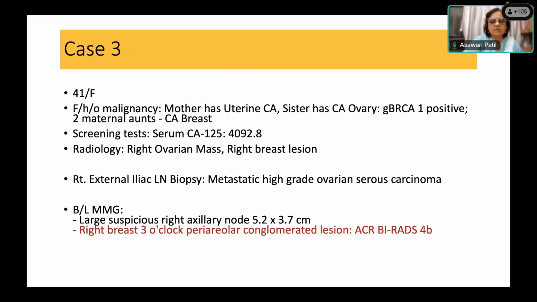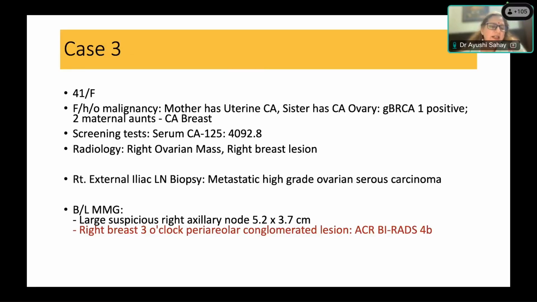Yeah. So third case, next case, 41-year female with a family history of malignancy. You can see that there are multiple people in the family who have uterine cancer, ovarian cancer, CA breast. So definitely we are looking at something, patient is possibly having a germline history. She underwent screening test and her CA 125 was found to be 4,000. And radiology did show a right ovarian mass, but they also found a right breast lesion.